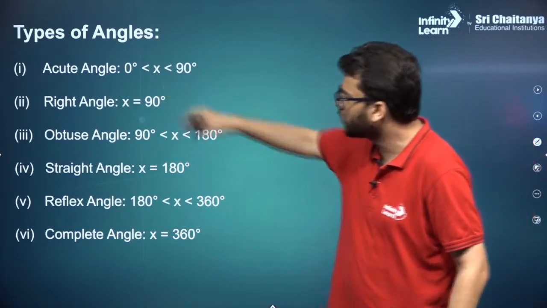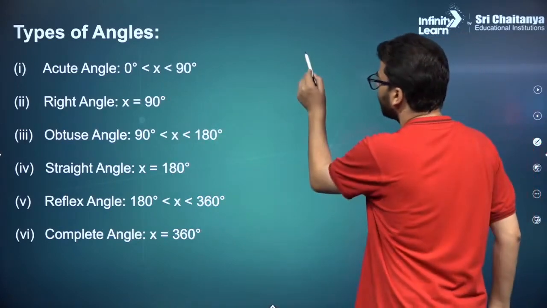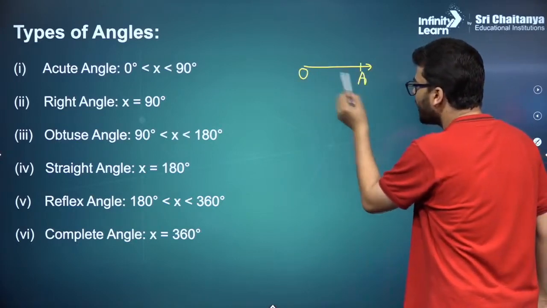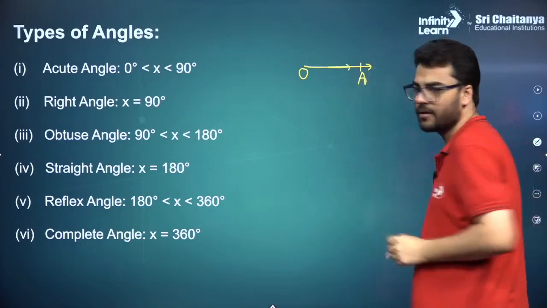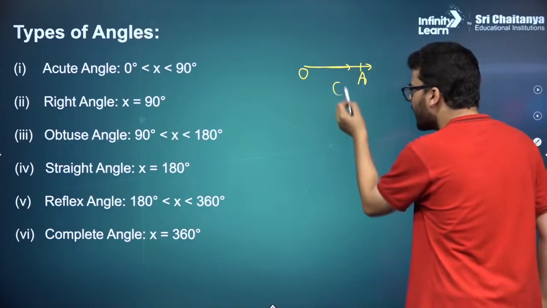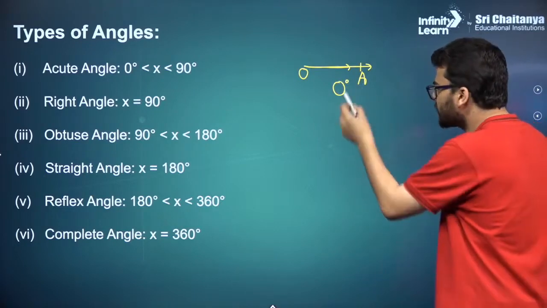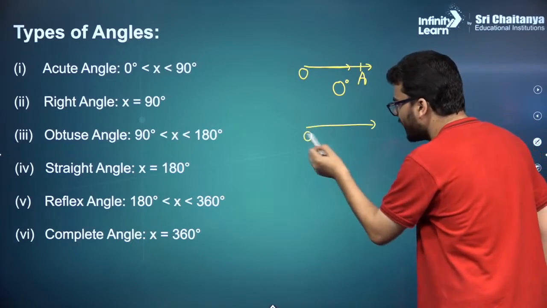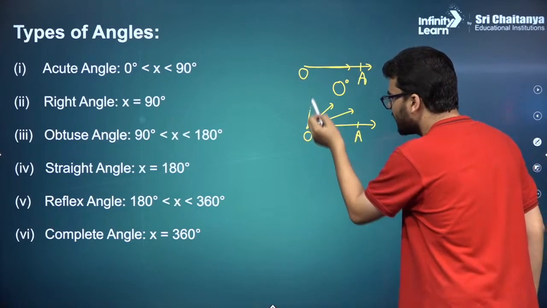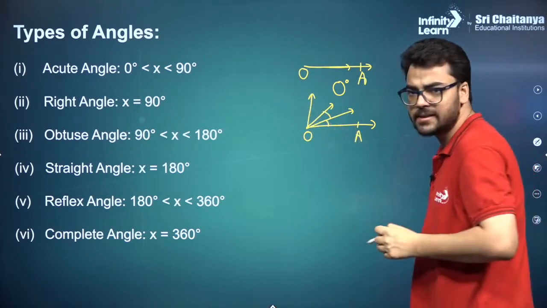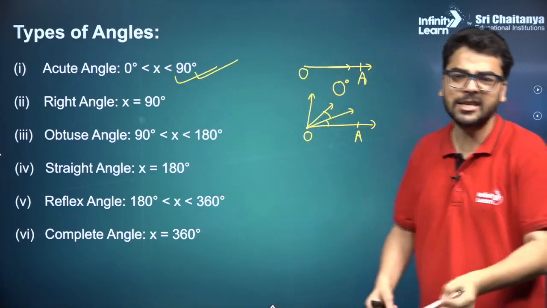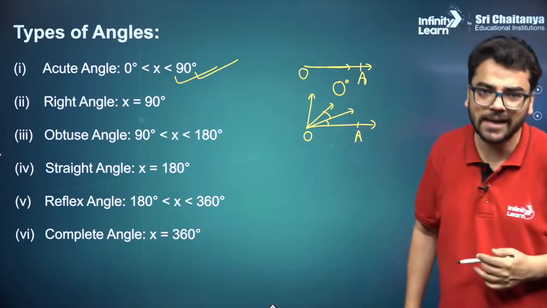So the first is acute angle. I'll start from the very basic, guys. For example, I have got this initial ray over here, and if the other ray is also sitting on that, there is no relative gap between the two rays, then this will be 0 degree only, correct? And then you started moving the other ray. It is like this, like this. So if the angle is between 0 degree and 90 degree, then that angle is an acute angle.